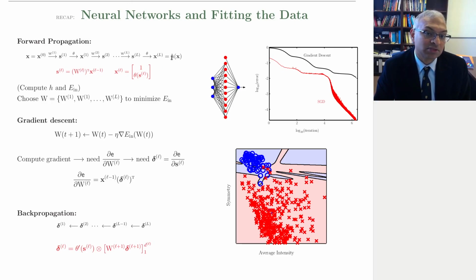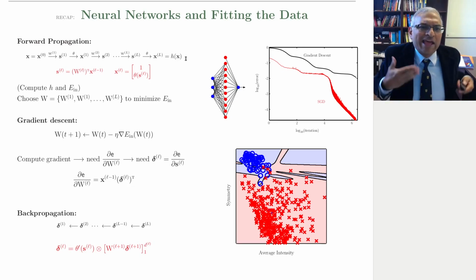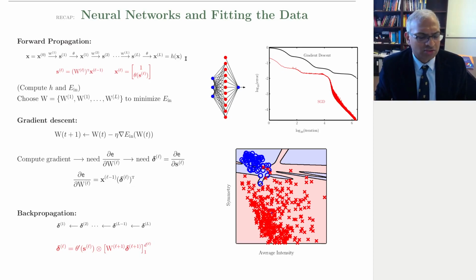Because forward propagation, which allows us to compute h of x, is not a mathematical specification of h of x, it's an algorithmic specification of h of x. I give you an algorithm to compute h of x, which is forward propagation. So we need to develop a parallel algorithm that computes the gradient. And that's what backpropagation essentially did.